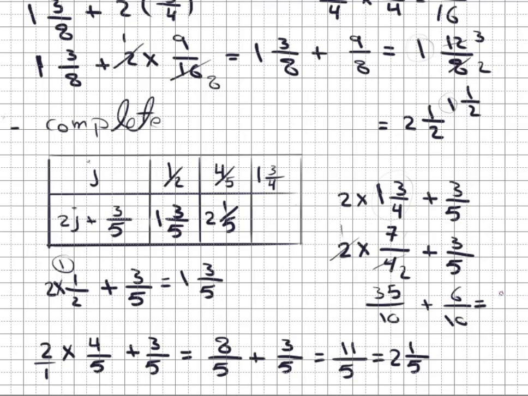The answer is 41 over 10. 41 over 10, if we change it to a mixed number, is 4 and 1 over 10. The answer here is 4 and 1 over 10.